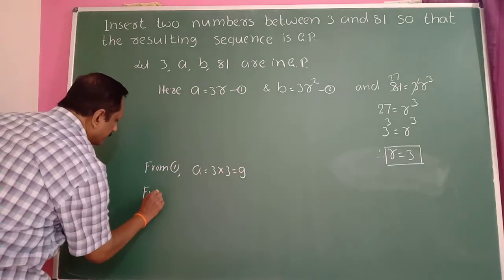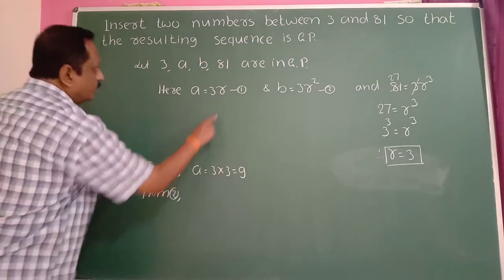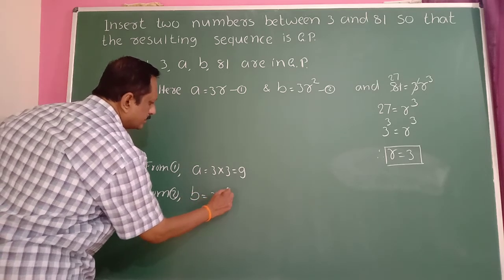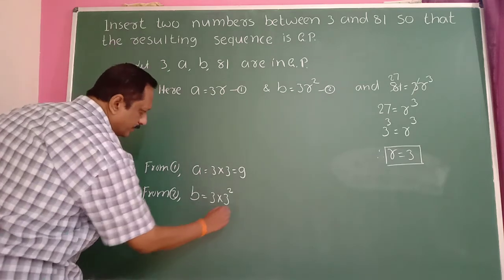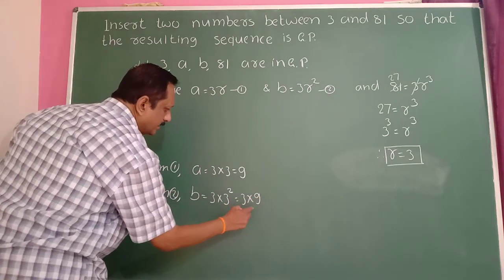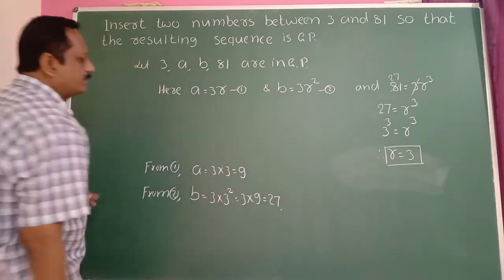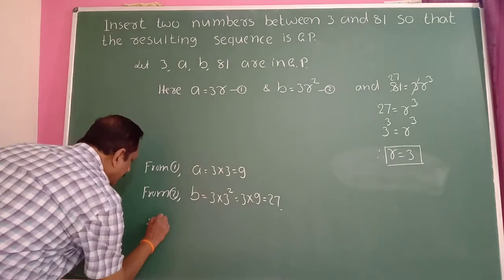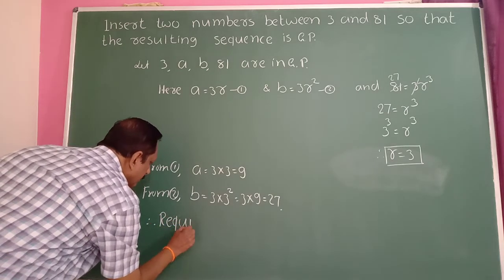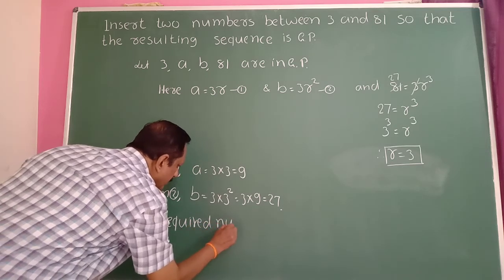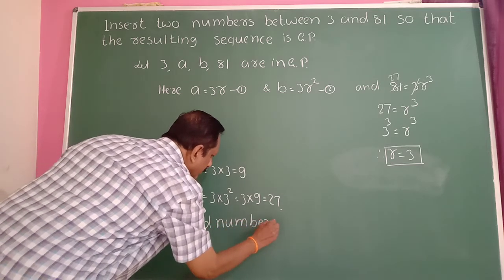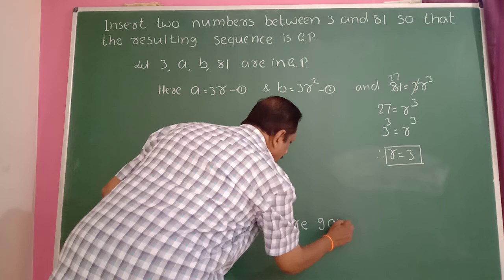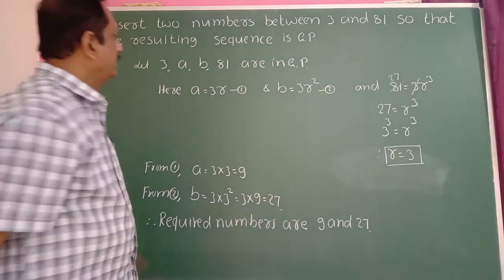Then from 2 here, from 2, this b is equal to 3 into 3 square here. 3 into 3 square. Therefore, 3 into 3 square is 3 into 9. 9 3s are 27. 9 3s are 27. Therefore, required numbers are 9 and 27. These are the required numbers here.